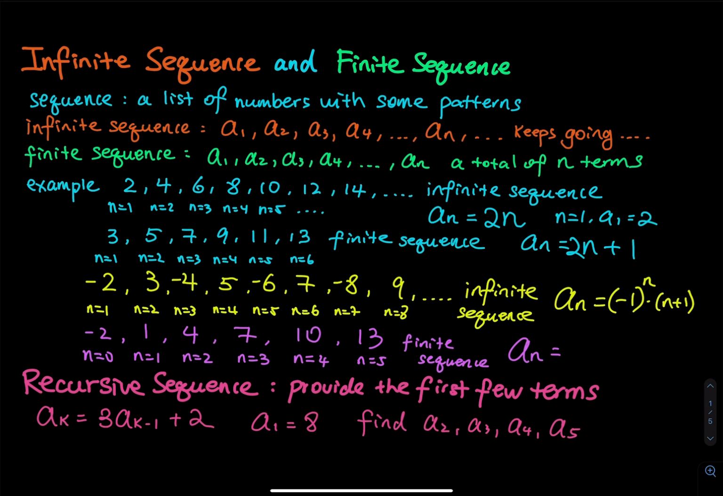And then the next one, we have a finite sequence. So finite sequence, we have -2, 1, 4, 7, 10, 13. Okay, so stop at 13, then this is a finite sequence.